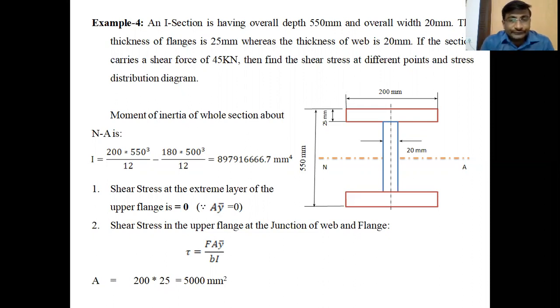Example 4. An I section is having overall depth 550 mm and overall width 200 mm. The thickness of flanges is 25 mm, whereas thickness of web is 20 mm. If the section carries a shear force of 45 kilonewtons, then find the shear stress at different points and draw the stress distribution diagram.